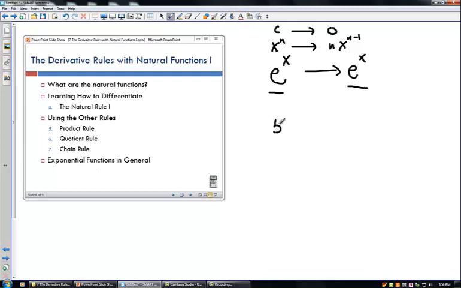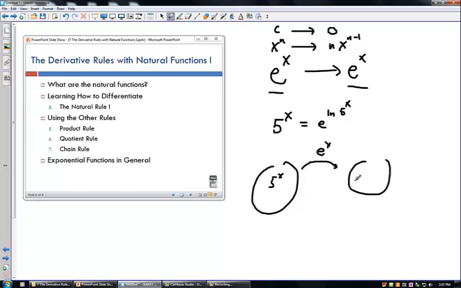So how would I do something like 5 to the x? And to do 5 to the x, the idea is you can write this in terms of the natural exponential by remembering that identity, e to the ln of anything is the anything. So 5 to the x is the same as e to the ln of 5 to the x, because these are inverses of each other. So if you think about the picture here, here's 5 to the x. Here's e to the x. Actually, the picture goes the other way.